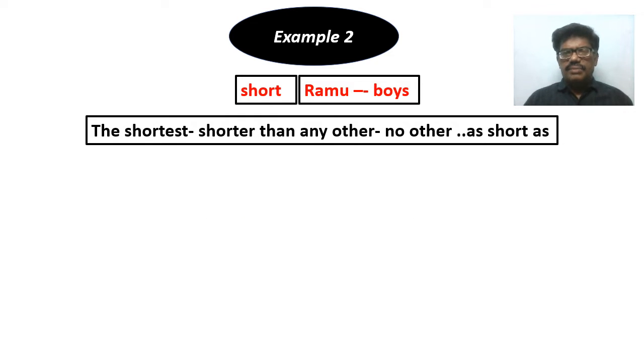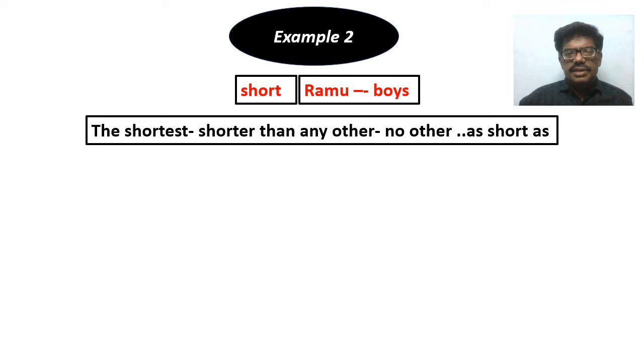Here is example number 2. Here the adjective short is used to compare more than two units, Ramu and other boys. Here the expressions are used the shortest for superlative degree, shorter than any other for comparative degree, no other as short as for positive degree.